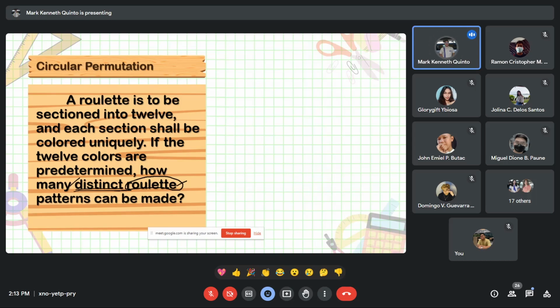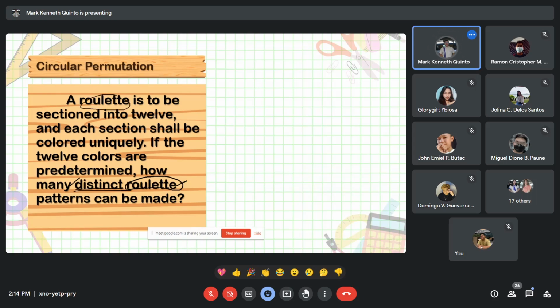Yes. What about the others? Paune, how are you going to defend the word distinct here? Do you think this is distinguishable or circular? Circular siya kasi sa first word pa lang naman nakastate na kung ano yung gagamiting tawag dito. Kung saan siya gagamitin. Okay, so that is circular permutation.